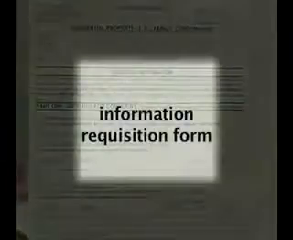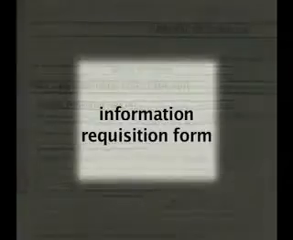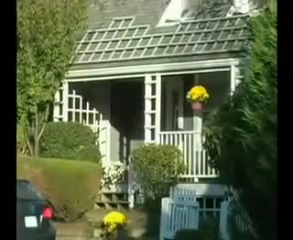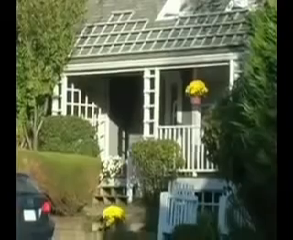Now let's look at the information requisition form more closely. Part 1 covers the grounds for complaint. First, fill out the top portion identifying who you are and what property is involved. You should enter your opinion of value in dollars in the space provided.